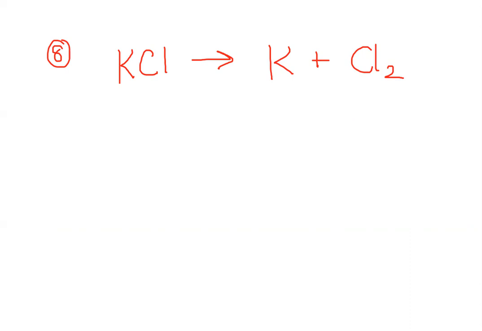So we've got 2 chlorine over here, which means we have to put a 2 here. Now that gives us 2 potassium, so we have to put a 2 here. And our coefficients are 2, 2, 1. When there's no coefficient, we assume that it's a 1. Okay, that is number 8. Let's do another one. Let's do number 11.